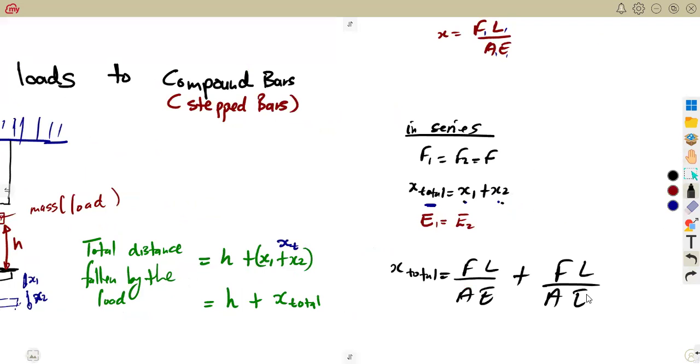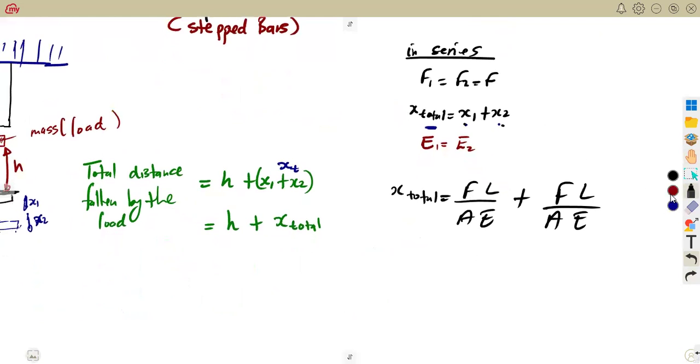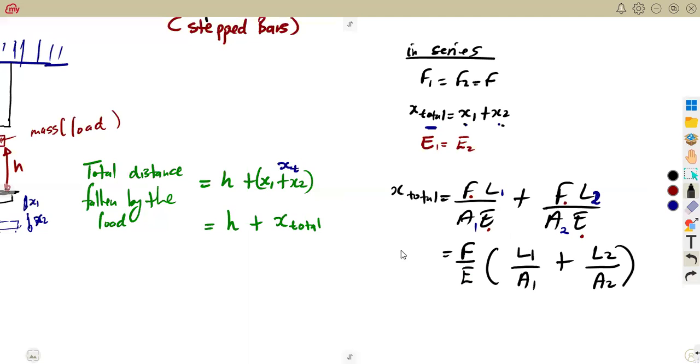Guys, I talked about these manipulations. If you still remember, we just need 1 or 2 there. But since F is the same, E is the same, so I'm just going to put 1 here and put 1 here, put 2 here and put 2 here for the second one, because these two are the same. So meaning to say, our total extension, we can even factor out F over E because F is the same, E is the same. So you remain with what? L1 over A1 plus, here you're going to remain with L2 over A2. This will be the representation for X total.